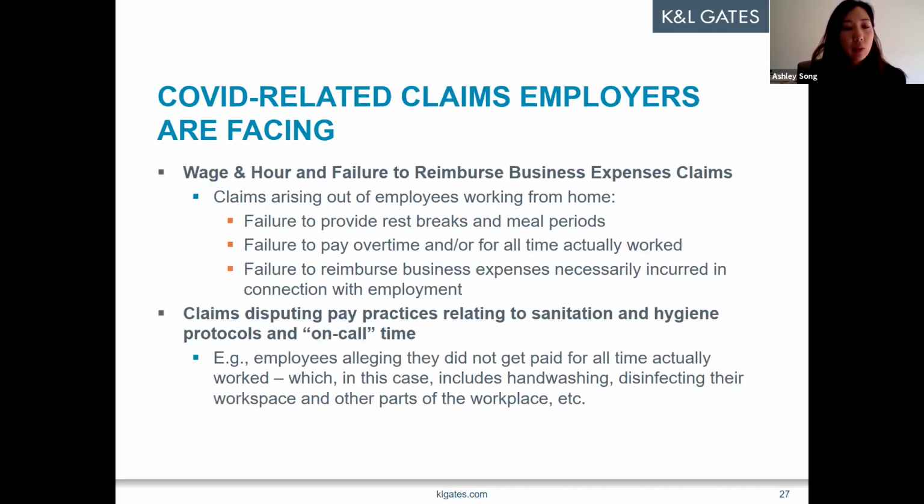Again, Greg touched on these points, and these were also addressed in the DIR guidance, but employers could also face wage and hour claims as well as failure to reimburse business expenses. So those are usually lumped together by plaintiff's counsel, especially for a lot of employees working from home currently. If there are a lot of non-exempt hourly employees, failure to provide rest breaks or meal breaks or overtime or reimburse business expenses, they could all be basis for liability. And actually in our next few slides, we'll discuss some telecommuting best policies to avoid these types of claims, as well as claims disputing pay practices relating to sanitation and hygiene protocols. Again, payment for such time is required if employees are subject to the employer's control during these times. And so payment would be made for all time spent. Next slide, please.